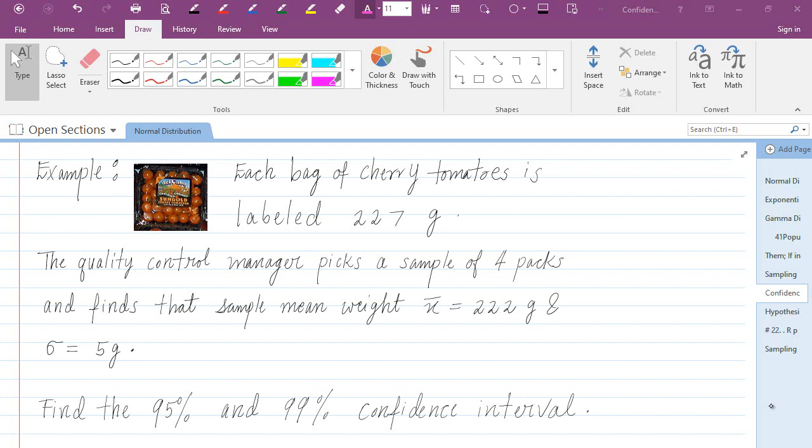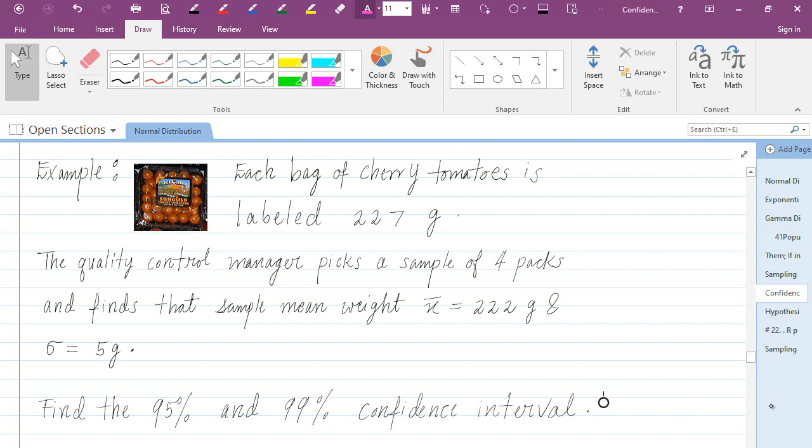So let's say we are looking at a manufacturer who is manufacturing bags of cherry tomatoes, and each bag of tomatoes is labeled 227 grams. So what is that 227 that is labeled on this bag? Well, this is the claimed mean weight of the bags. So 227 grams is the claimed mean weight of the bags of tomatoes.